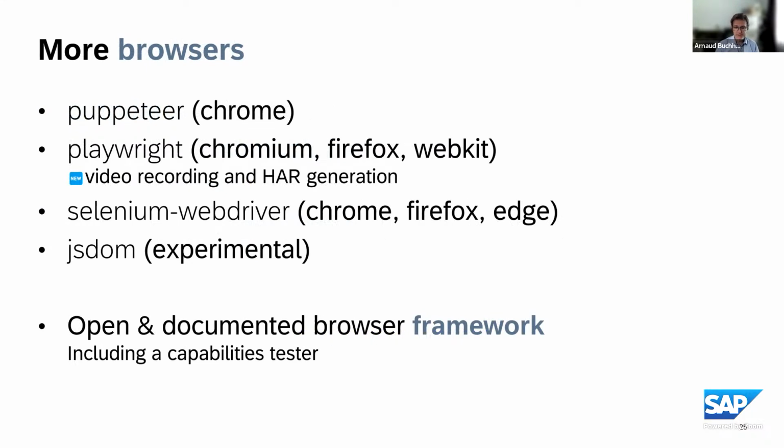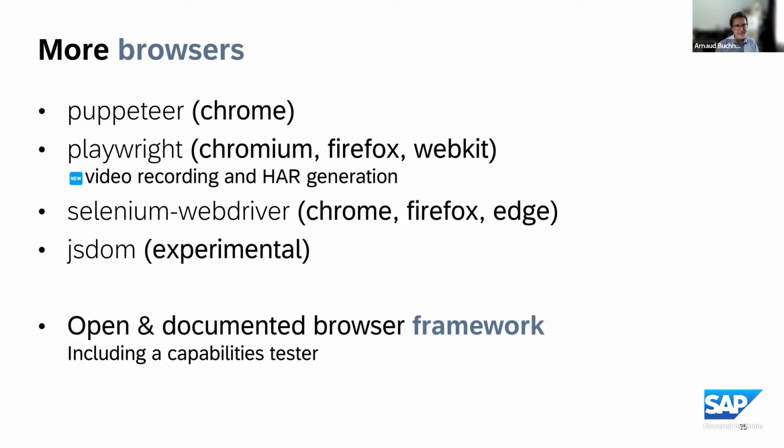So now it comes with Puppeteer, but it can also come with Playwright, which supports Chromium, Firefox, and WebKit. This Playwright integration allows me to deliver video recording and HAR generation so that you have a complete network trace out of the box. You also have selenium-webdriver that allows you to integrate Chrome, Firefox, Edge. And there is even jsdom, which is kind of experimental, but that enables you to run your test with no browser at all. But I have to warn you that it's really for fun that it has been implemented because it's really cranky and it makes sense for QUnit, but for OPA, it's better to have a real browser.